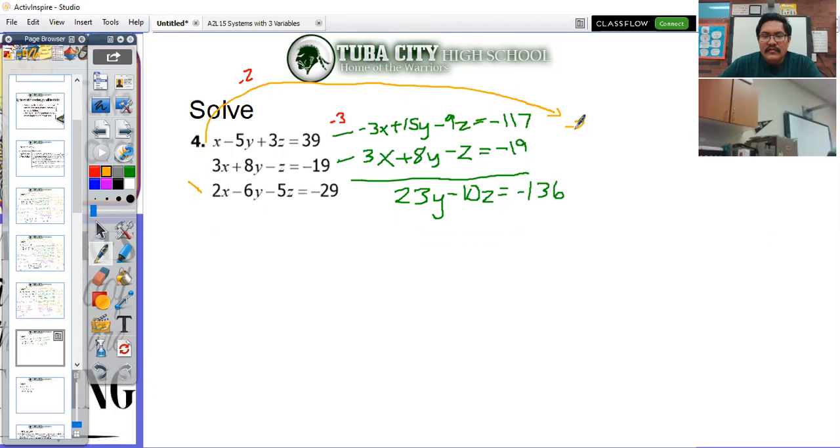So -2x, and then -2 times -5 is going to be plus 10. Oopsie. Plus 10y, plus, and then 3 times -2. So that would actually be a negative. I would need a negative. So it'd be -6z.